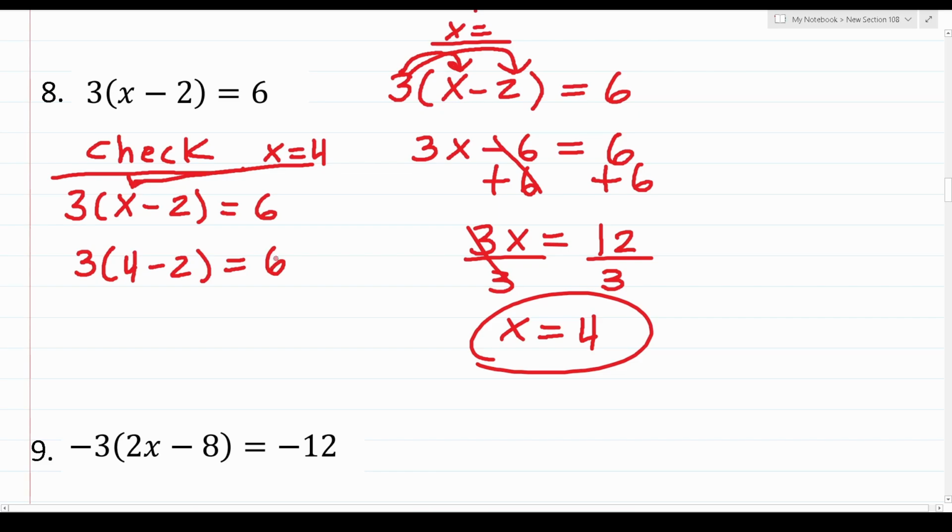Again, according to the order of operations, you work out what's in parentheses first. So we're going to do 4 minus 2 first. 4 minus 2, of course, is 2. So this becomes 3 times 2 equals 6. 3 times 2 is 6. Does 6 equal 6? It does. And therefore, I'm very confident that x does in fact equal 4 and we did our work correctly. All right, so that's that one. Let's keep the ball rolling here.